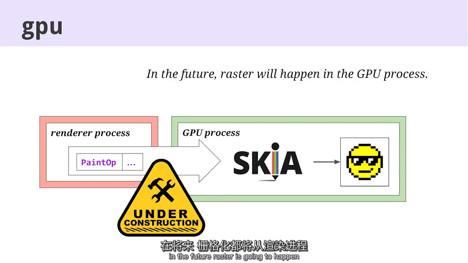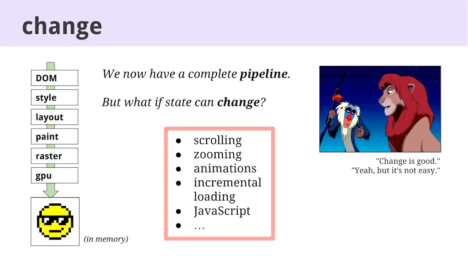In the future, raster is going to happen in the GPU process instead of the renderer process. That means the IPC channel is carrying paint ops instead of GPU command buffers. This is supposed to improve performance, and I'm told that it's also needed to support Vulkan, which is the next generation replacement for OpenGL. Okay, let's review.